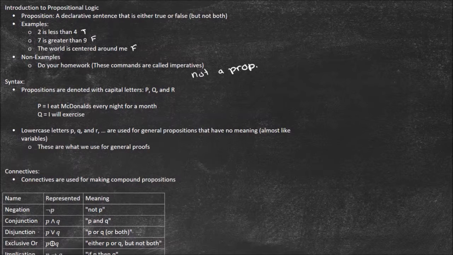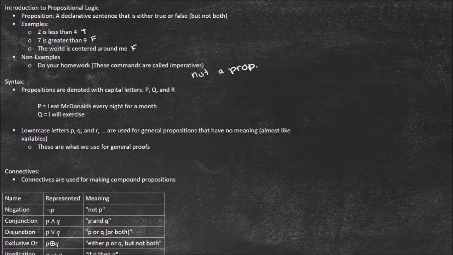Okay, so hopefully now you understand at least what propositions are, because these are what we're going to be forming all of these logical statements with. It's important to be able to tell what is a proposition and what isn't. So propositions in general are denoted with capital letters, so P, Q, and R are common examples. So P might be I will eat McDonald's every night for a month. Q might be I will exercise. So that's the capital letters. These represent certain propositions. So one could be 2 is less than 4, something like that.